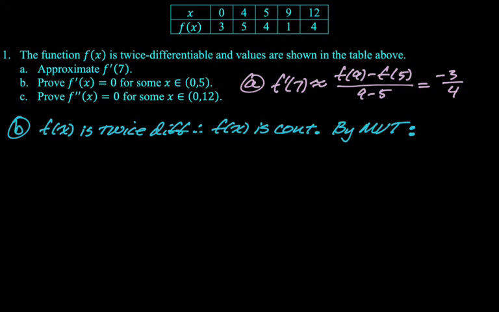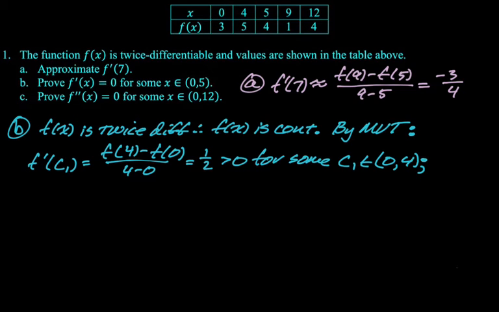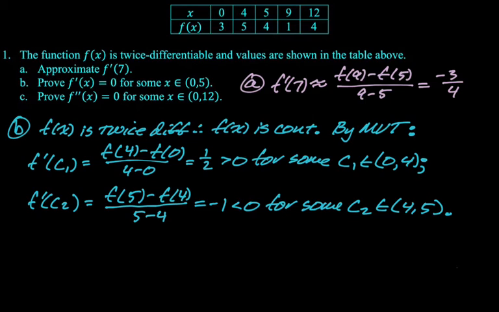So I will say f prime of c1, because I'm going to do it twice and I already know that, so I'm setting that up. f prime of c1 is f of 4 minus f of 0 over 4 minus 0, which gives you 2 over 4, or 1/2, which is greater than 0, for some c1 between 0 and 4, by the mean value theorem. We're going to do it again between 4 and 5. f prime of c2 is f of 5 minus f of 4 over 5 minus 4. That gives us negative 1, which is less than 0, for some c2 between 4 and 5.